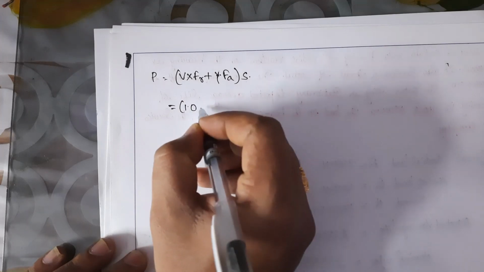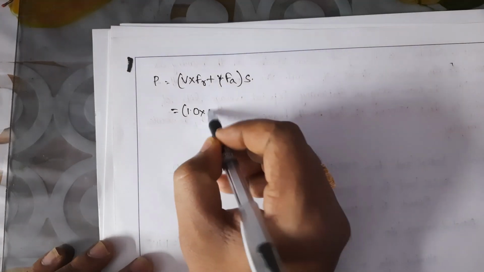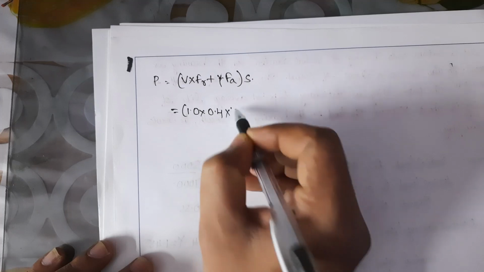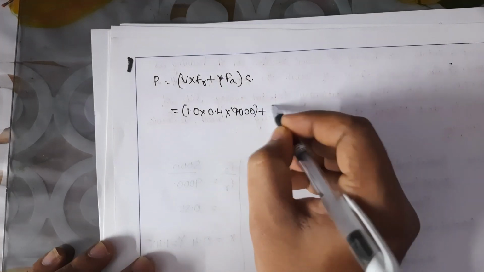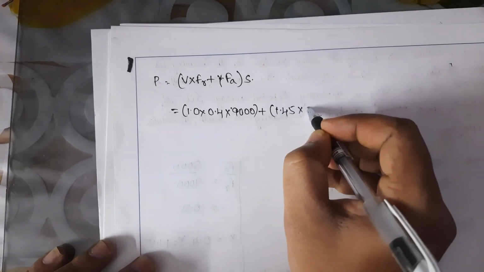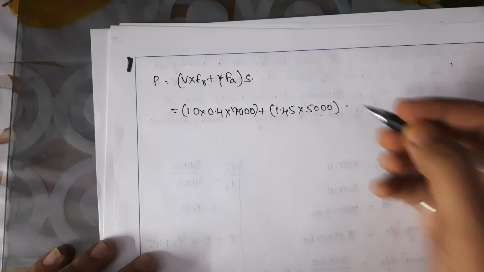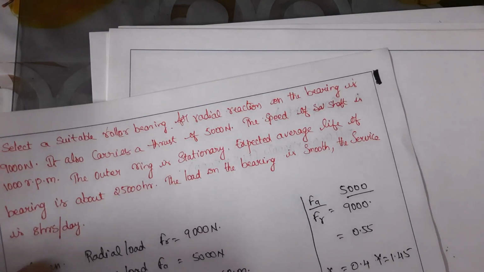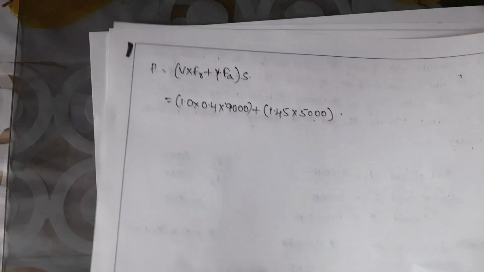So 1.0 into the X value, which is 0.4, into the FR value, which is 9000, plus the Y value 1.45 into the FA value 5000, into S. The service factor can be found from the question, where he has mentioned the load on the bearing is smooth, so I am going for a service factor.